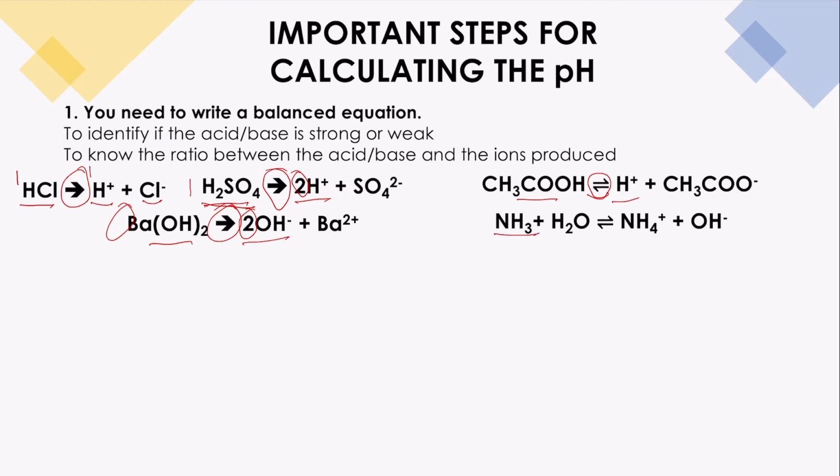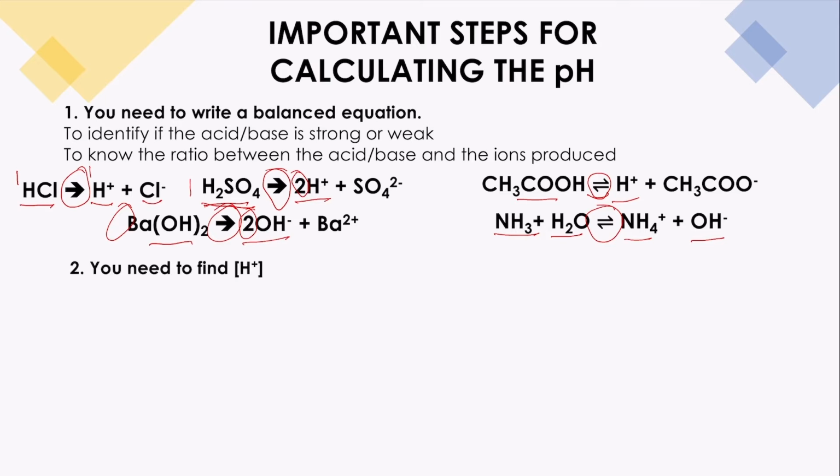We also have to remember that the most common weak base is ammonia and its family, like methylamine, ethylamine, propylamine, as we will see in the example later. So we have here ammonia NH3 plus H2O producing NH4 plus and OH negative. The mole ratio is 1:1, but this is a weak base dissociation. So this is the first step, to write a balanced equation.